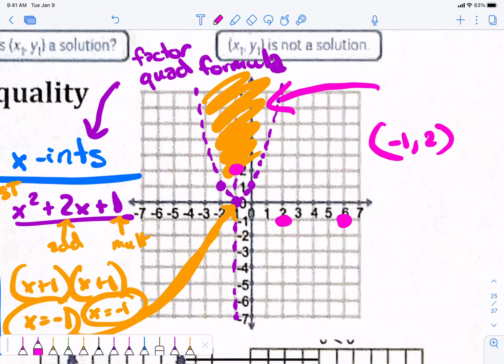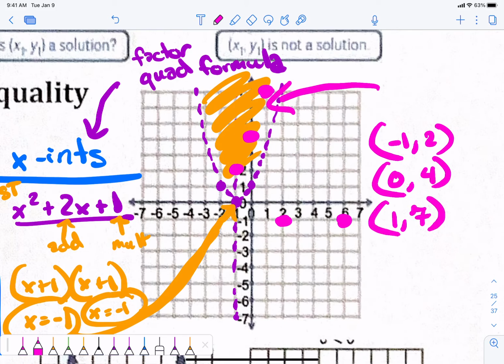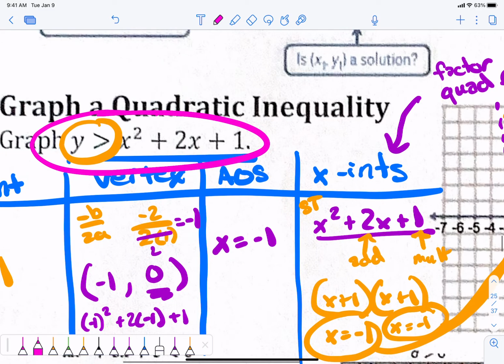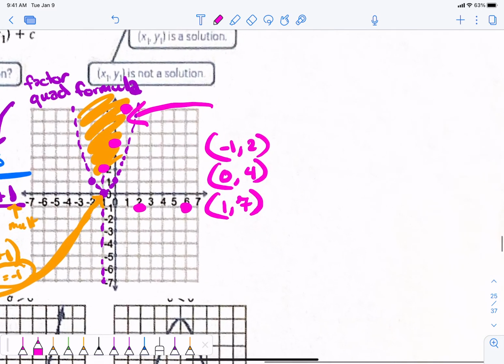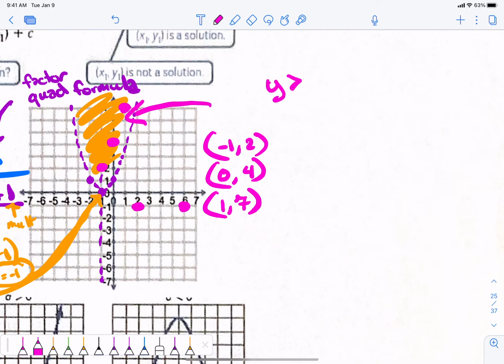Negative 1, 2. What else? 0, 4. 0, 4 is right here. That would work. 0, 32 would work. 1, 7, I heard Carson say, which is up here somewhere, right? 1 comma 7. Any of those values that live inside that shaded region will work in this equation, and that's what we're trying to get to, right? Okay, now this one was y is greater than. Before we move on to the next one, let me ask you this question. If you have y is greater than, does that always mean you're shading inside the parabola?